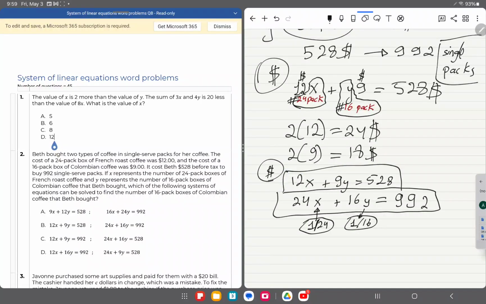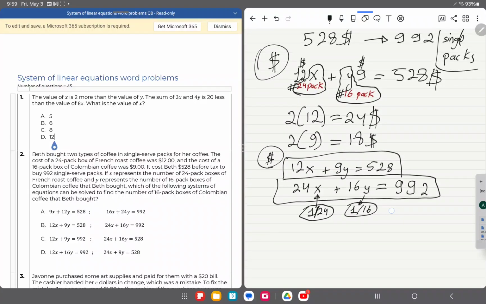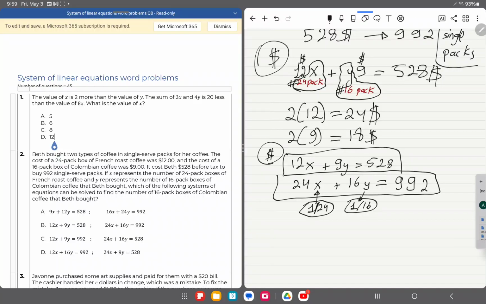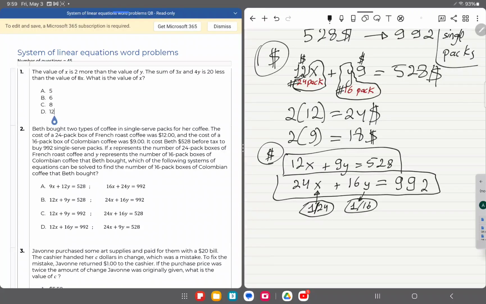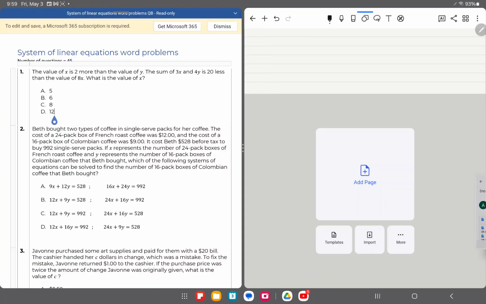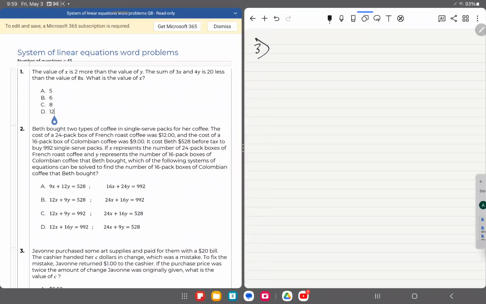So I'm going to solve the system and then get the answer, but I'm not supposed to solve here because they're just asking you over here to choose which one applies. So 12x plus 9y is equal to 528, and 24x plus 16y is equal to 992. Now let us go to number 3.